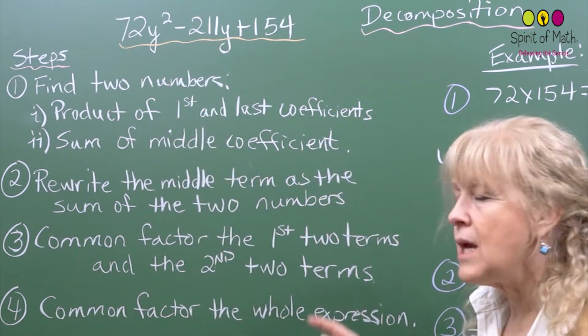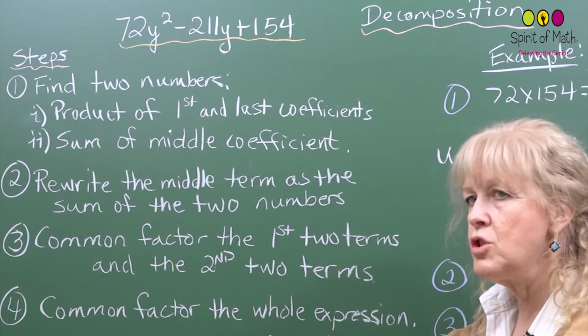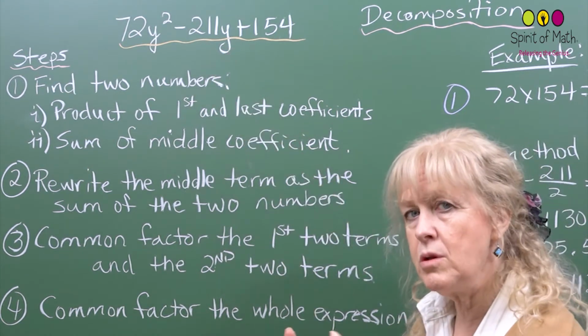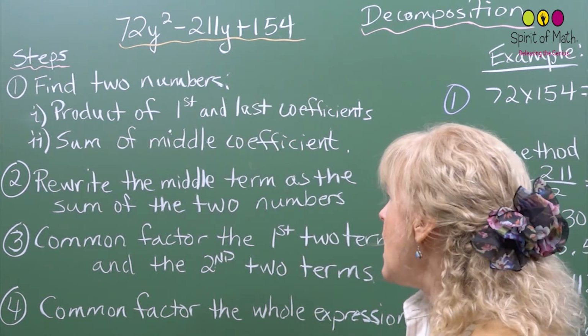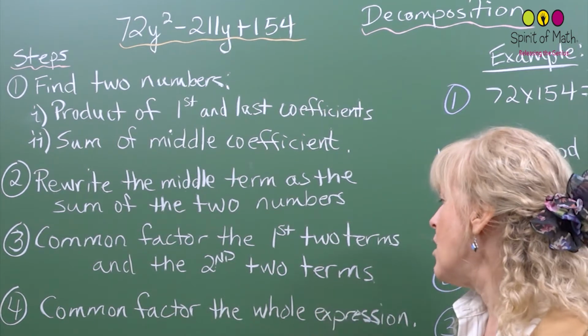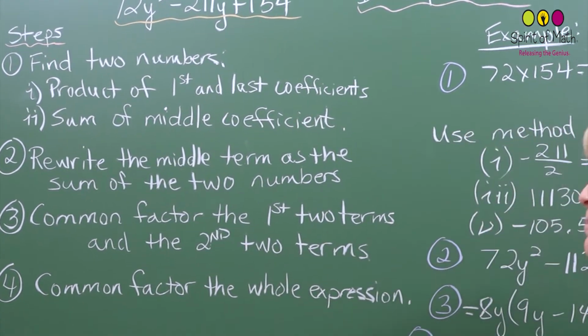Okay, so the second thing is once you find those numbers, then you're going to rewrite the middle term as the sum of the two numbers. So you're splitting this up, this negative 211, into two numbers. And then you common factor the first two terms and then the second two terms, and then you common factor the whole expression. Let's see what that means. Let's go and do an example.